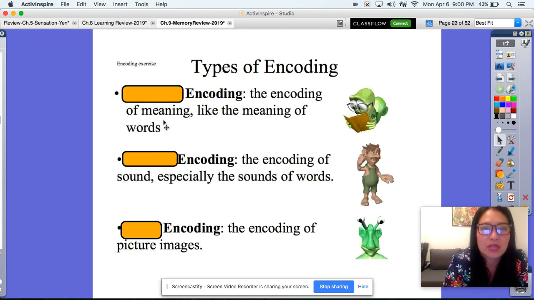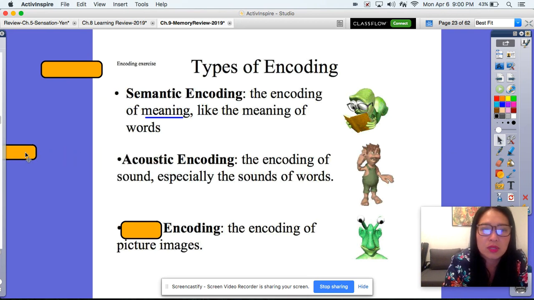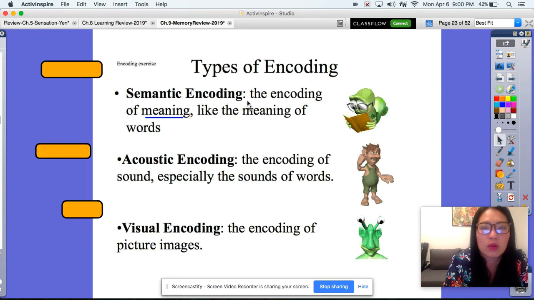Okay, so then we have different types of encoding. So there's encoding of meaning, like the meaning of words. Every time you see the word meaning, you want to connect that with semantic. So semantic is meaning, we have acoustic, which is sounds, and then we have visual encoding, which is images. So the best form, the one that works the best, is going to be meaningful encoding, or semantic.